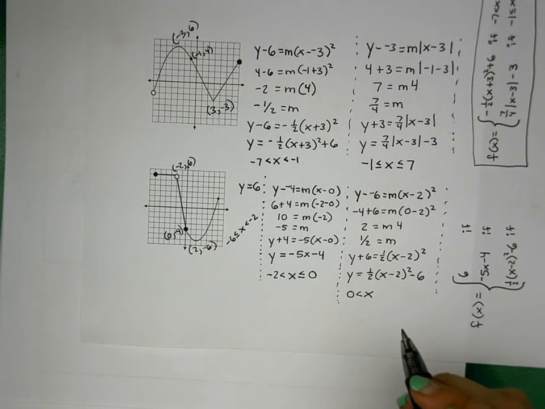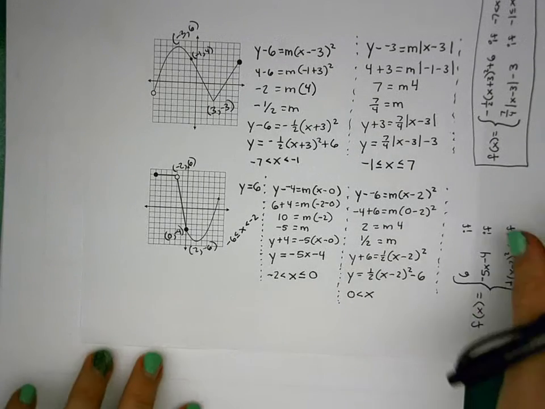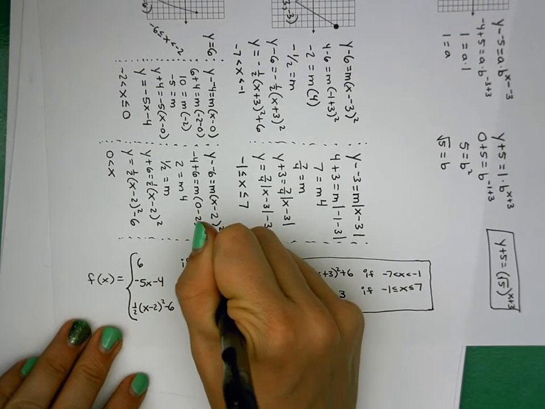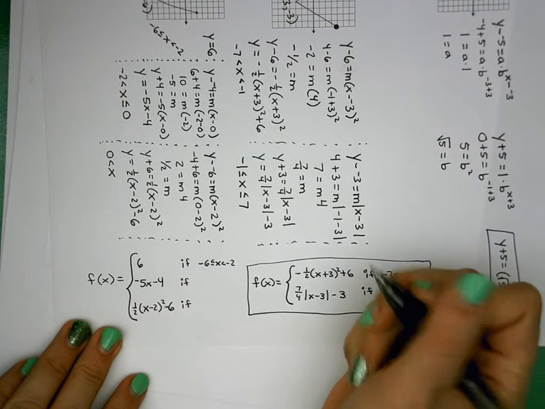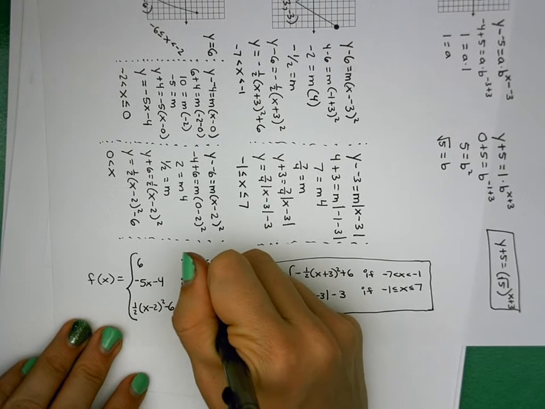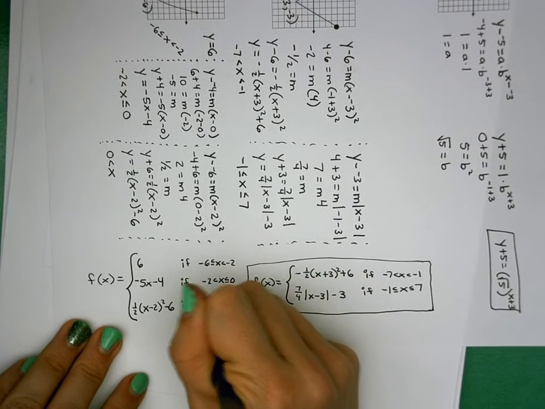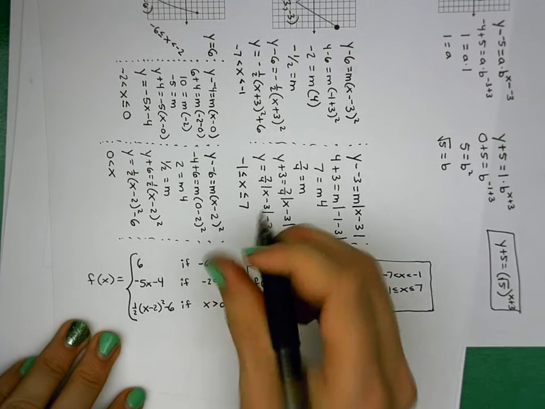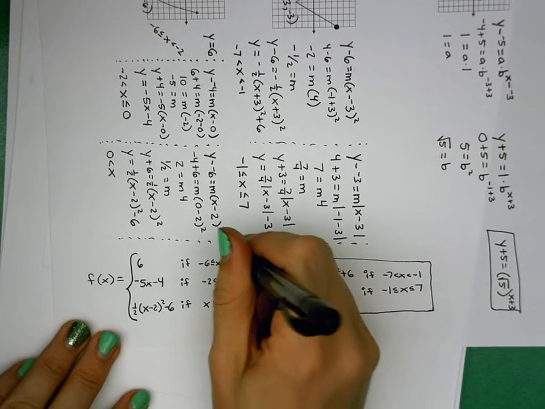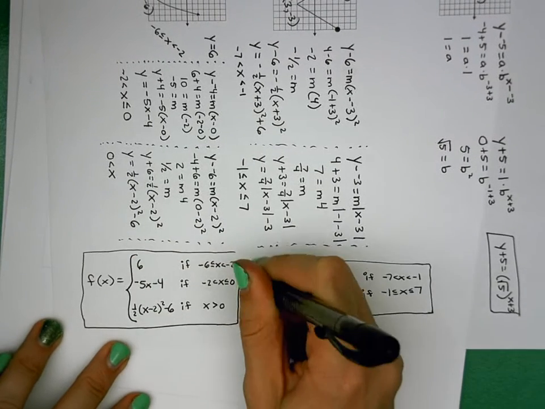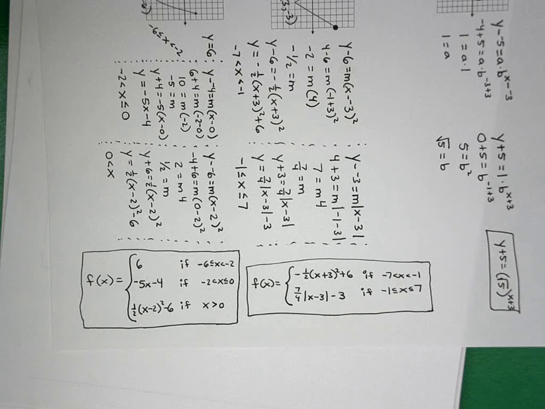Okay, so let's go ahead and put these into our piecewise function. We have negative 6 is less than or equal to x is less than negative 2. We have negative 2 is less than x is less than or equal to 0. And we have x is greater than 0, or 0 is less than x is less than infinity. Remember? Okay. And there you go. Good luck studying.